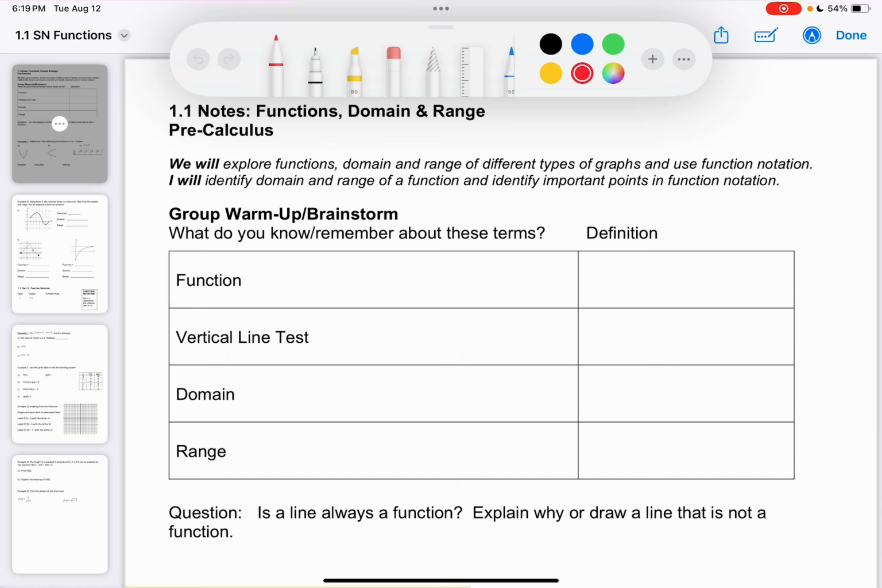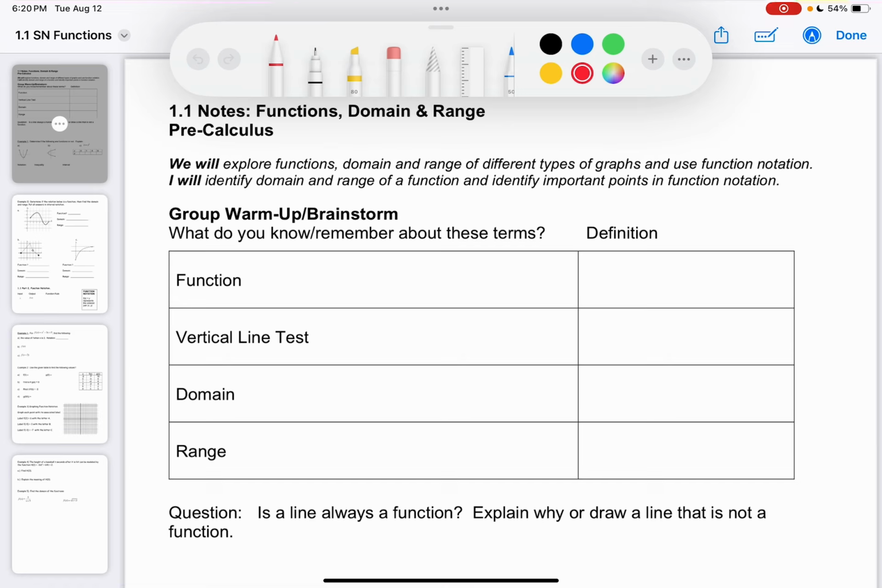Hey guys, this is Coach Brian with your 1.1 pre-calculus notes, all about functions, specifically domain and range. So what we're going to be looking at is the different types of functions and how to find their domain and range. We'll be able to identify the type of function, its domain, its range, and any important points in that function. So first we need to reestablish some definitions.